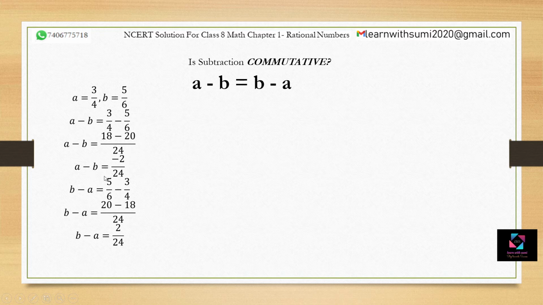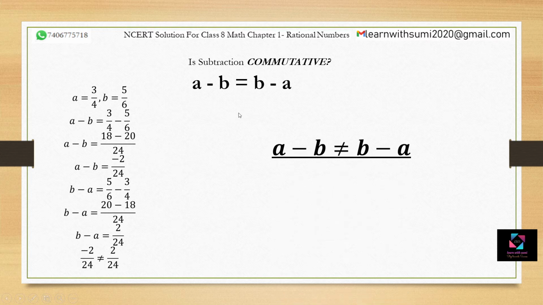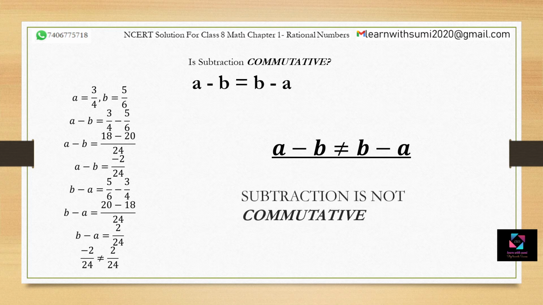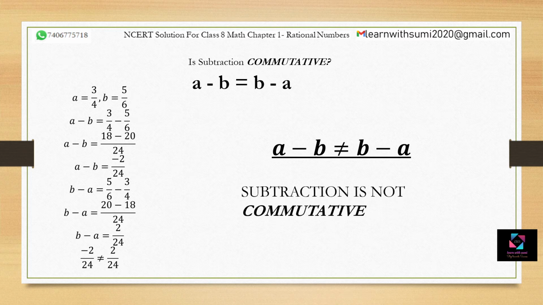Hence, a minus b is not equal to b minus a. It doesn't satisfy the condition to be the commutative property. Subtraction is not commutative. Now we will check for multiplication.